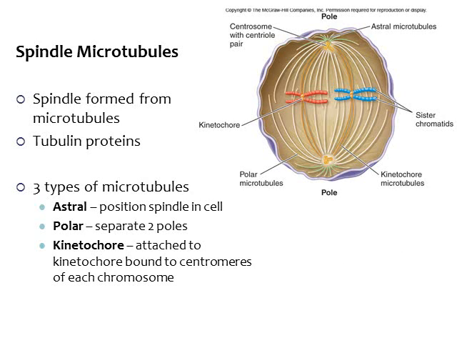So this is basically what I just explained, but now it's written down for you. At the mitotic spindle, at those two poles, the spindle is formed from microtubules, which are tubulin proteins, so basically long proteins. And we talked about the three types of microtubules. The astral ones position the spindle in the cell, they set up the poles, like I mentioned. The polar microtubules separate the two poles.